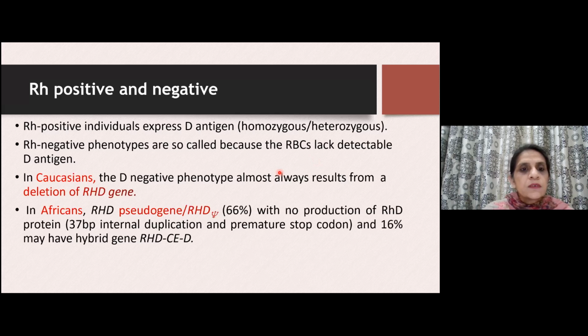Whereas in Africans, in 66% of cases, there is an RHD pseudogene. This pseudogene is because of a 37 base pair internal duplication in the 4th exon, which leads to a premature stop codon and an inactive gene.